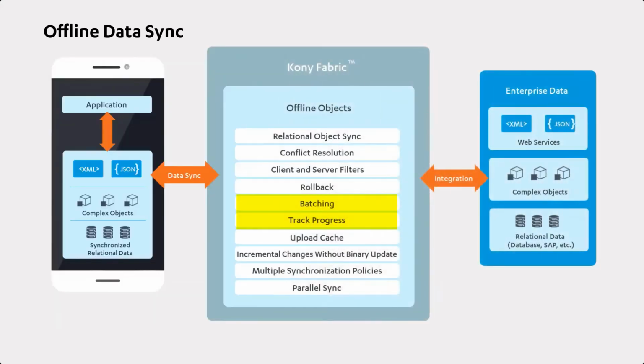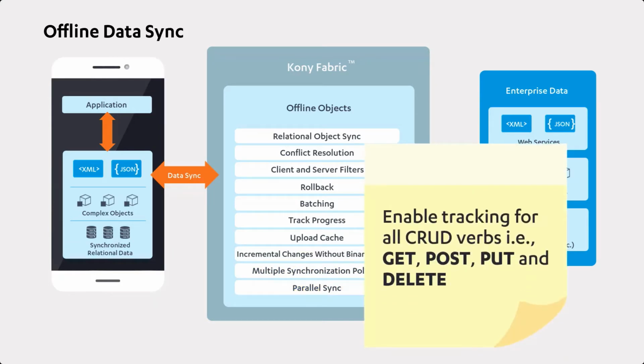Offline objects also support batching and progress tracking. You can also invoke APIs to pause and resume the sync. You can determine synchronization policies such as only upload or only download the data, or sync last state only. You can also run sync in parallel across multiple object models. Please note, you can also enable tracking for all CRUD verbs, such as get, post, put, and delete.